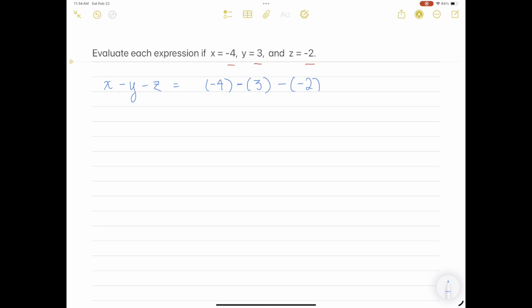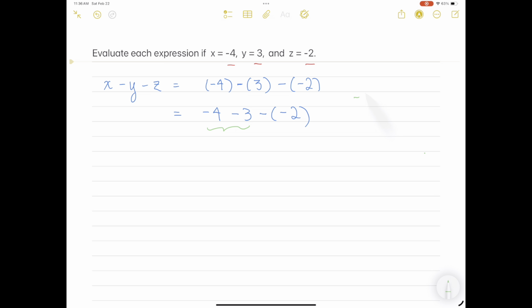Now I will rewrite the equation on the next line, removing parentheses by changing the sign of the numbers inside of the parentheses if there's a negative sign in front. I remove the parenthesis around negative 4 and the parenthesis around 3 to get negative 4 minus 3 minus negative 2. And I first simplify negative 4 minus 3.